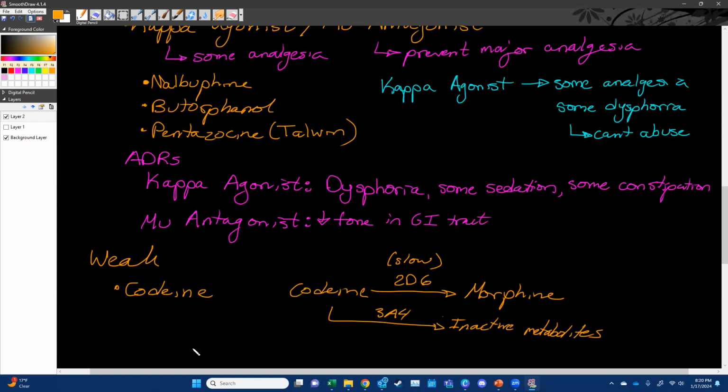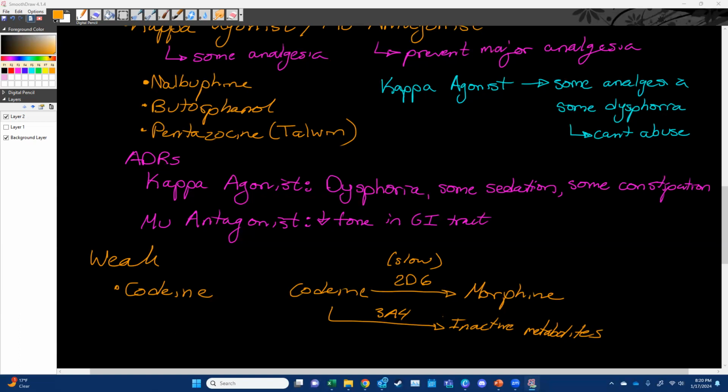If you need to give someone just a tiny bit of analgesia, do codeine plus acetaminophen, which is the Tylenol number 3, I think is what it is. That sort of thing. So when you think codeine, think cough syrup. That's really what it is.